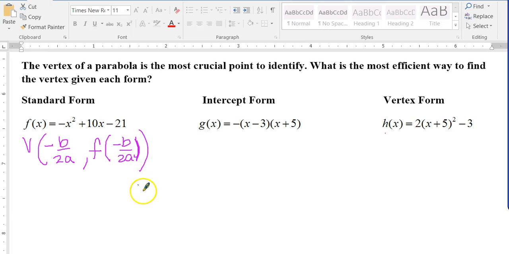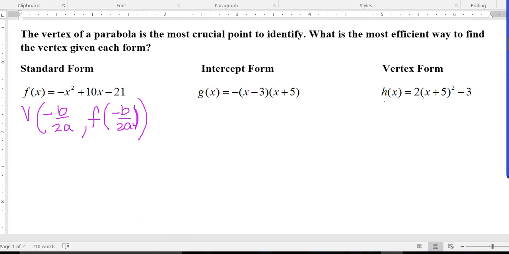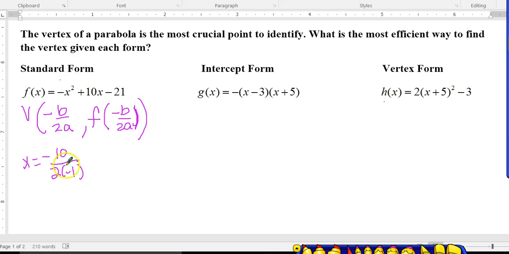So, I'm going to move my little graph down a little bit here. All right. So, let's plug it in. So, the opposite of 10 over 2 times -1, right? This is going to give me my X coordinate. So, I'm going to say X is equal to that. So, that's equal to -10 over -2, which is in turn equal to 5. So that's my X coordinate in my vertex.